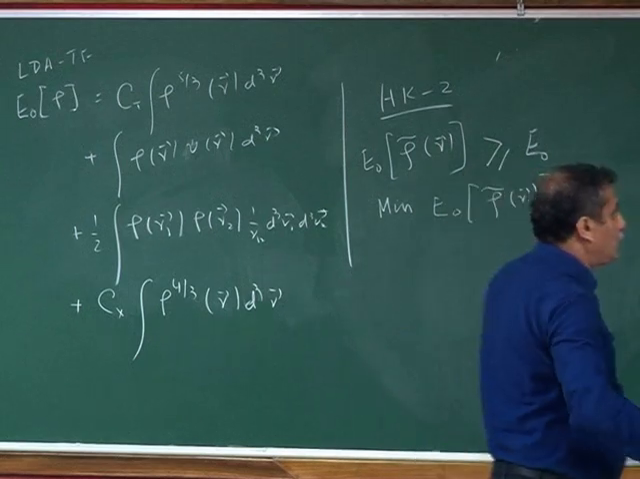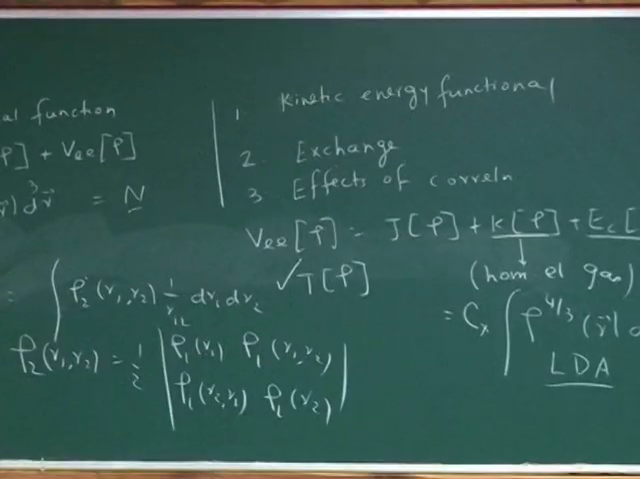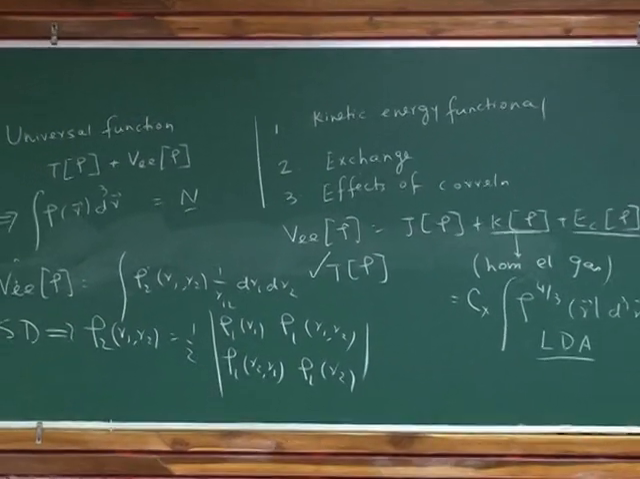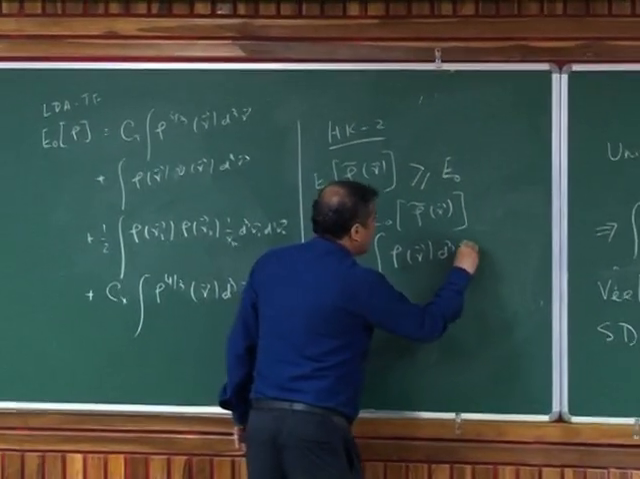Of course, there are a lot of people who have done correlation. I'm not mentioning this, but I will just mention at least the functional. Minimize this, of course, subject to the condition that the integral of rho of r, d cube of r equals N. Don't forget this, that's very important.